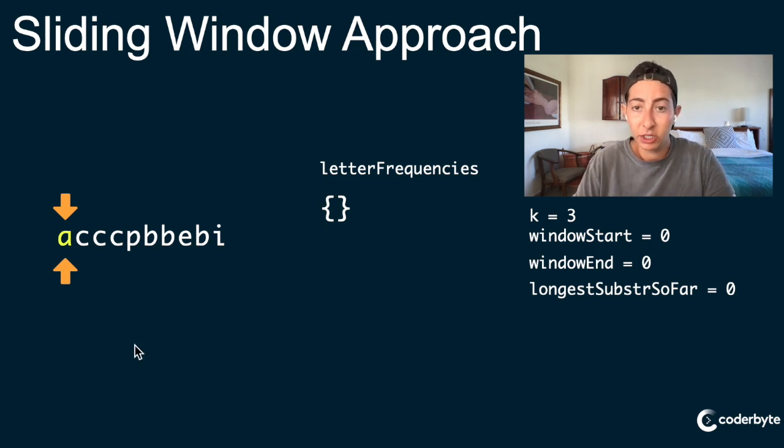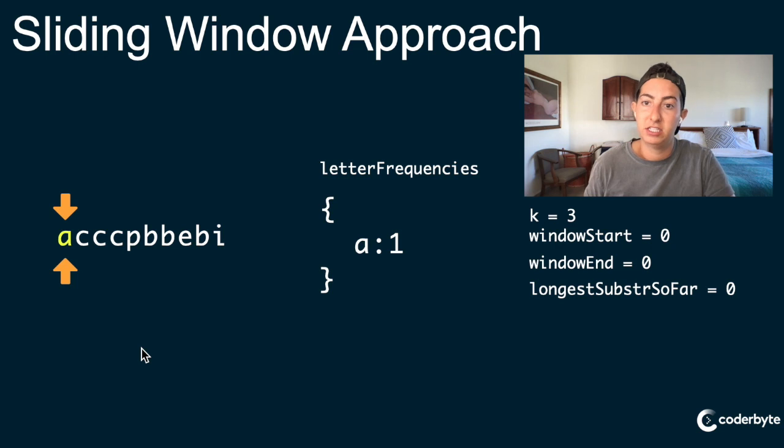So here we have our window start initialized at 0, and our window end initialized at 0. Again, these are indices, so it's the 0th index that we're starting with. And the longest substring we've seen so far is just of length 1. It's this A. That's the longest we've seen so far.